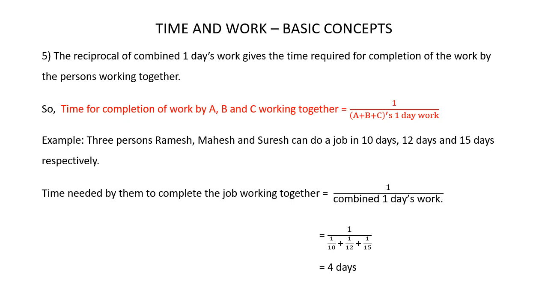So the time needed by them to complete the job working together is equal to 1 divided by 1 by 10 plus 1 by 12 plus 1 by 15, and on solving this you get 4 days. This means that Ramesh, Mahesh and Suresh, if they are working together, they'll need 4 days to complete the job.